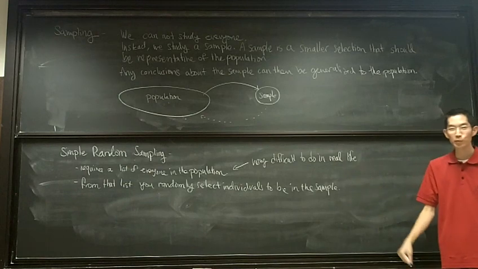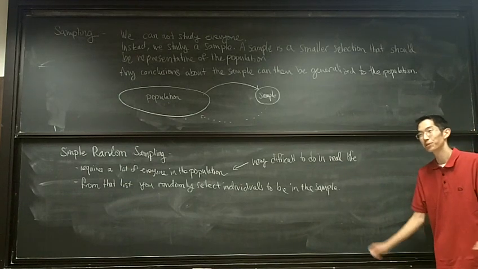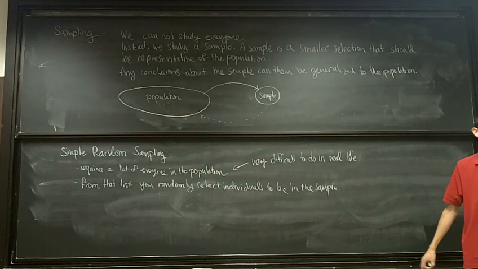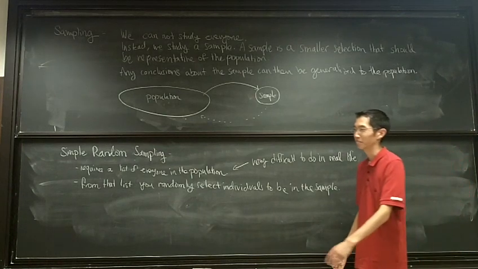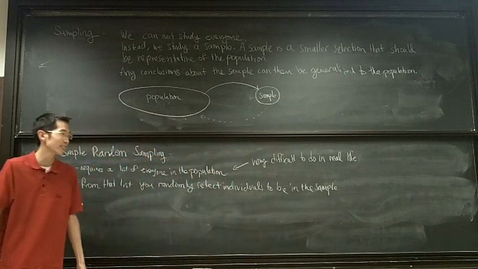We can probably do simple random sampling. The largest population that we can do is probably students at UCLA. At least all the students will have some kind of record at the registrar's office.